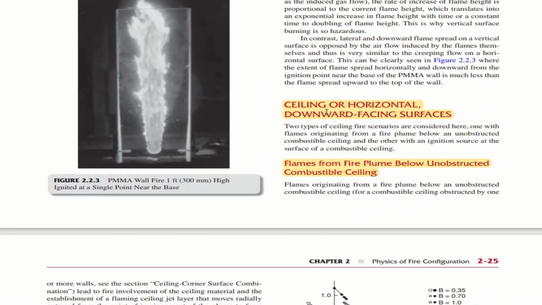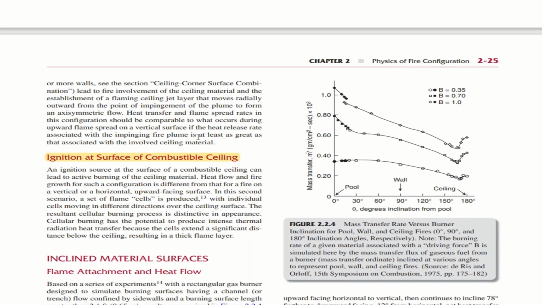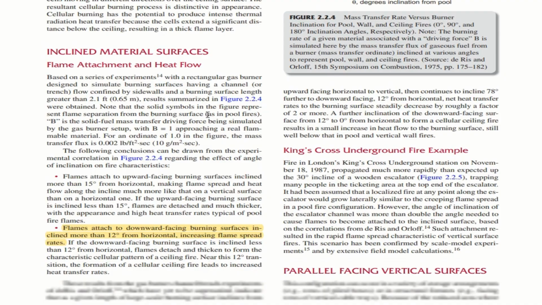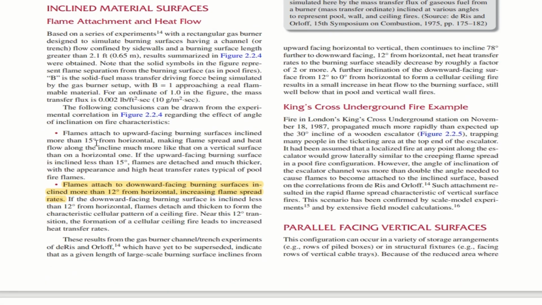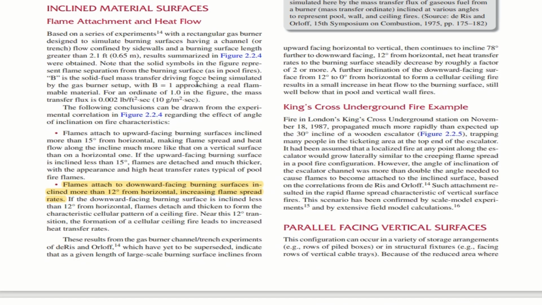Ceiling or horizontal downward facing surfaces, flames from fire plume below unobstructed combustible ceiling. All these topics are covered under physics of fire configuration. Ignition at surface of combustible ceiling, and flames. You might get one question from this particular topic as well. Just go through inclined material surfaces, flame attachment and heat flow.